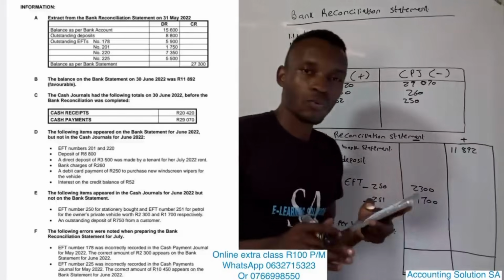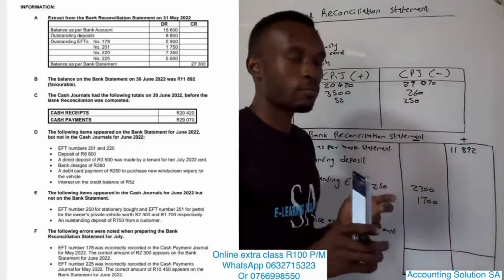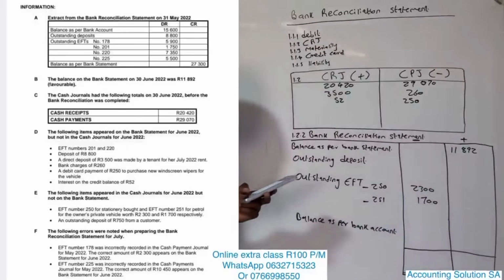This one, they are not going to tell us whether it's not appearing here or here. We have to understand who made the mistake. The following errors were noticed when preparing the bank reconciliation statement for July. Okay.